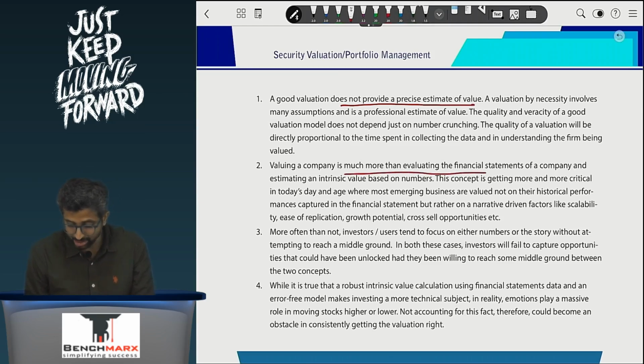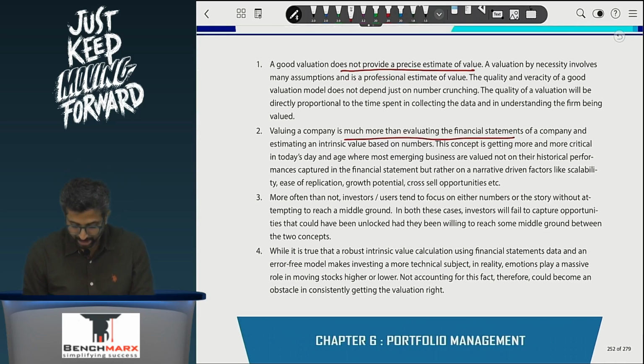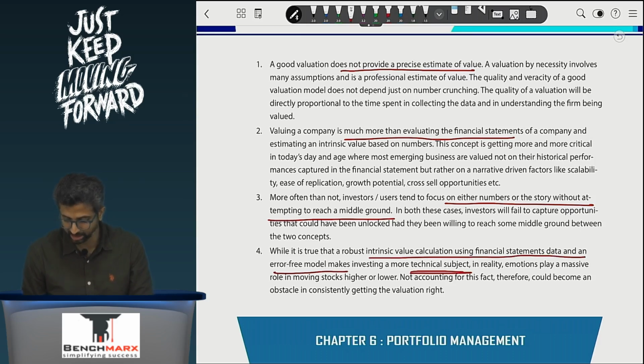Valuing is more than just evaluating financial statements. You can also look at the other things beyond financial statements. Investors tend to focus either on numbers or story without attempt to reach a middle ground. While it is true that robust intrinsic value, an error-free model, makes investing a more technical subject, in reality emotions play a massive role in moving stocks either higher or lower.